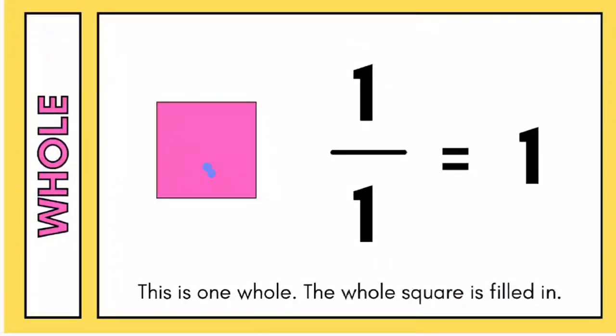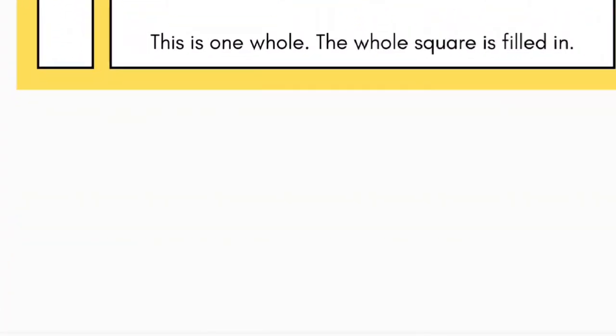This is one whole. The whole square is filled in. So numerator will be 1 and denominator will be 1. This equals to 1. Let's see another example.